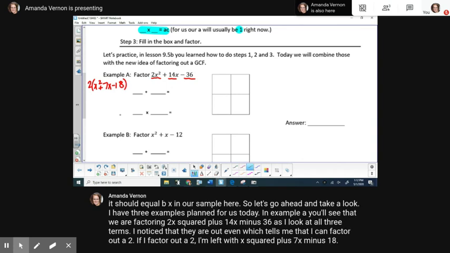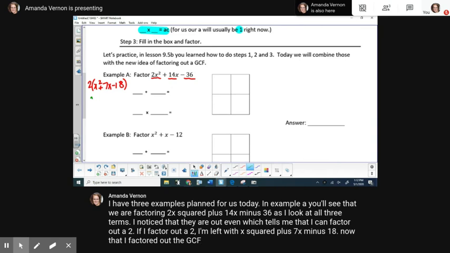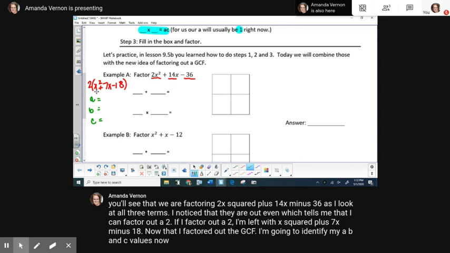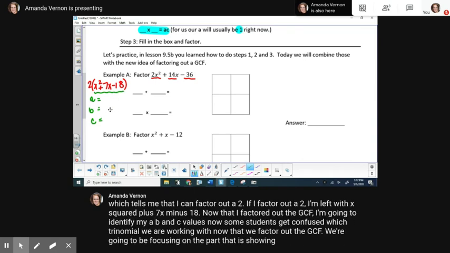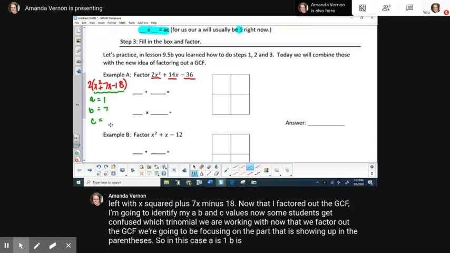Now that I've factored out the GCF, I'm going to identify my A, B, and C values. Now, some students get confused which trinomial we are working with. Now that we've factored out the GCF, we're going to be focusing on the part that is showing up in the parentheses. So in this case, A is 1, B is 7, and C is negative 18.